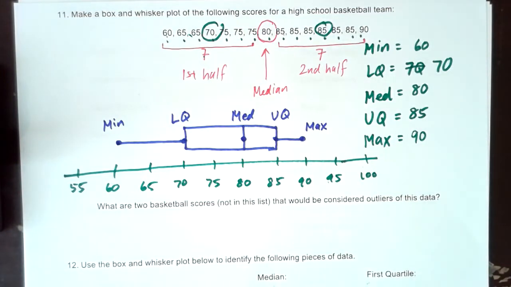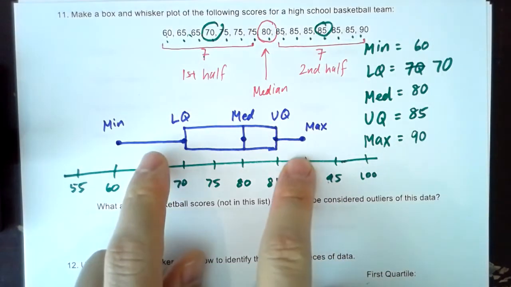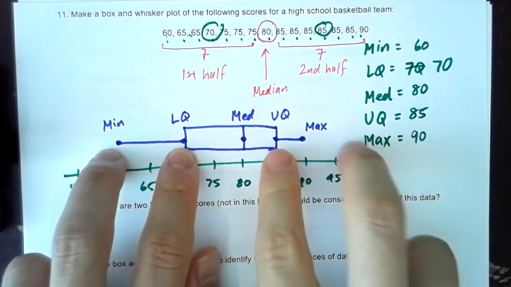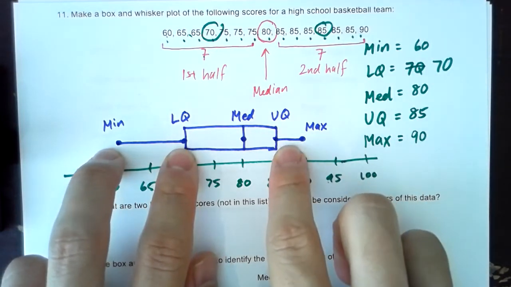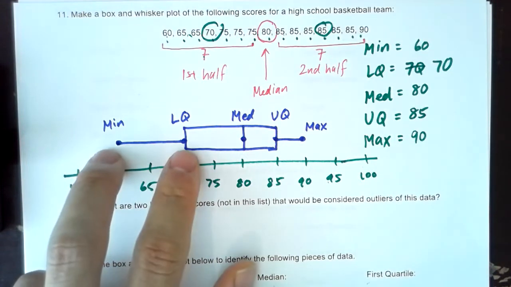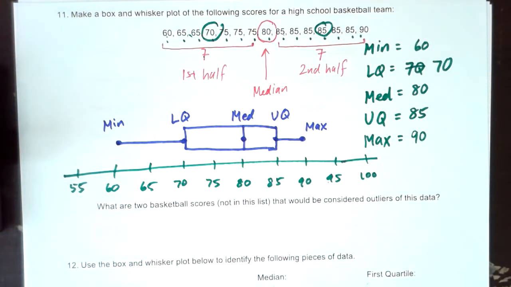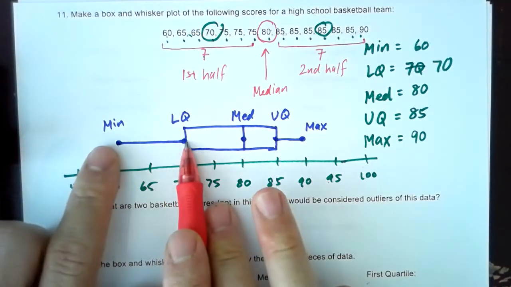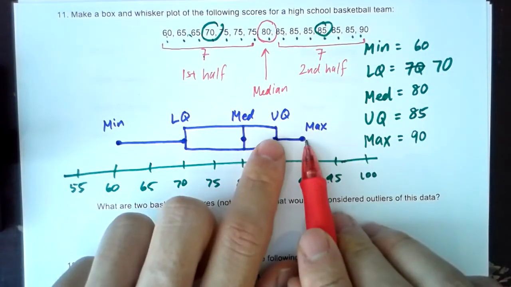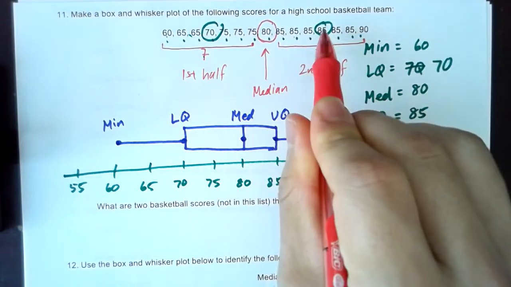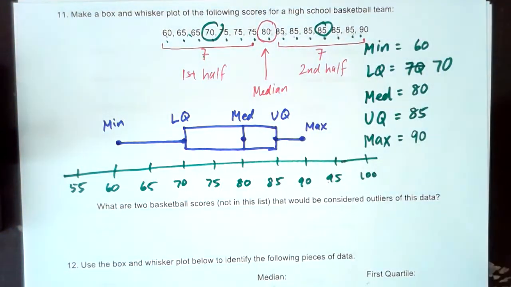Okay, a couple things I want to talk about right now. My question to you, class, is why is this portion longer than that portion? Why do you think this left whisker is longer than this right whisker? The reality is it's because the data is more spread out on the left. The data is not as spread out on the right. Look at the scores. 85, 85, 85, 85, 85, 85.